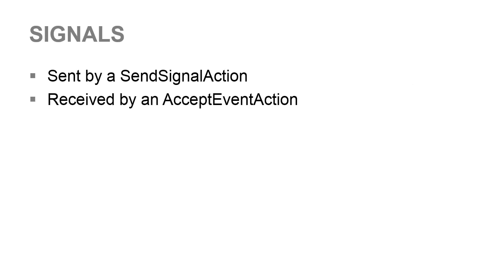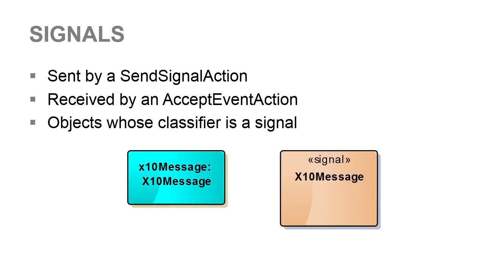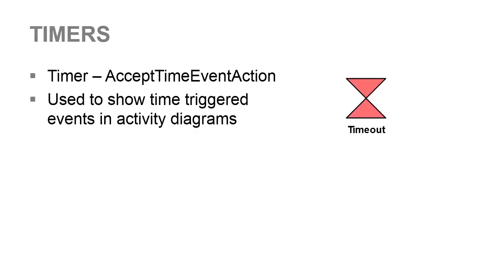If we want, we can show signals on the diagram using object nodes. These are object instances whose classifier is a signal rather than a class, and this can be shown with a stereotype of signal as on the right here. Often in business processes or other activities, we want to show that actions or activities are triggered by events that happen at a certain point in time. For this, we can use what is technically an accept time event action, which is shown as a shape that looks a little like an hourglass.